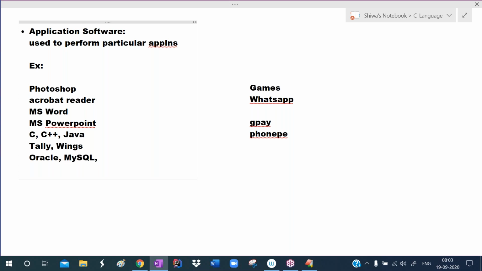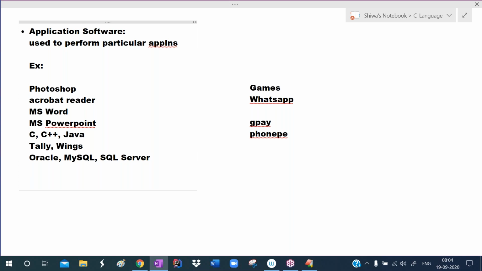Whenever you are creating a Gmail ID, you are filling a form. The data will be stored in one database management software. They may use Oracle, MySQL, or SQL Server, such type of database management softwares. So all the languages like C, C++, Java, all the database management softwares like Oracle, MySQL, SQL Server, all the accounting packages like Tally, Wings, Focus, Peachtree.